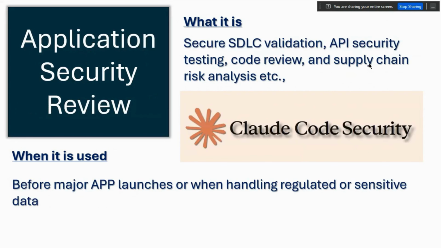The next one is AppSec, Application Security Review. What it is exactly? Secure software development lifecycle validation, API security testing, code review, and so on, and supply chain risk analysis. Of course, OWASP 2025 has one specific vulnerability in the top 10 related to supply chain.